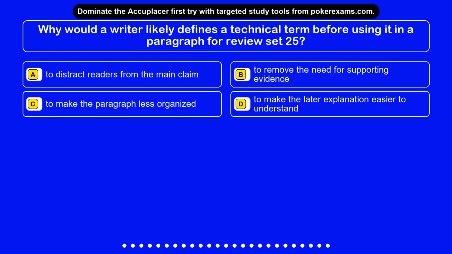Question 16. Why would a writer likely define a technical term before using it in a paragraph for review set 25? Option A. To distract readers from the main claim. Option B. To remove the need for supporting evidence. Option C. To make the paragraph less organized. Option D. To make the later explanation easier to understand.